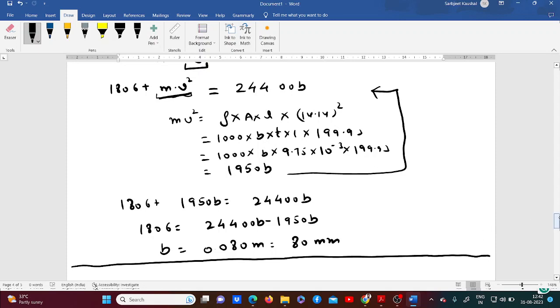So you can see that in this numerical we have used all the concepts related to the open belt drive, starting from the velocity ratio. Then we have used the concept of the ratio between the tight side and slack side tension. Then the concept of centrifugal tension is also used. The concept of angle of contact we have used, and ultimately we have found out the width of the belt.